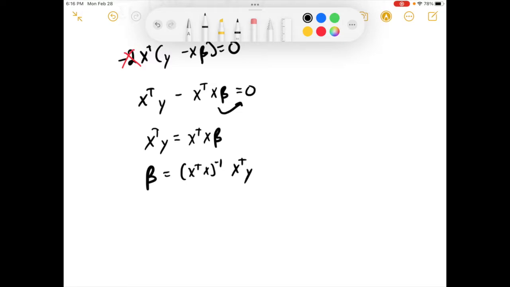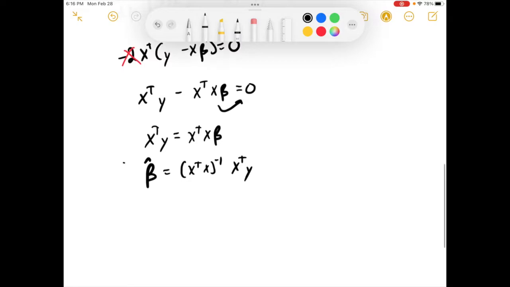So finally, we've got it. I'm going to call this version of beta, beta hat. Note the hat, because this is the most efficient estimator according to the Gauss-Markov theorem. We aren't going to discuss what that means exactly, but just keep in mind that that is usually a good thing.